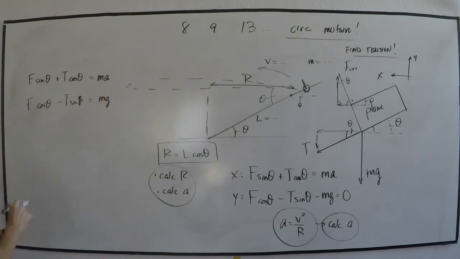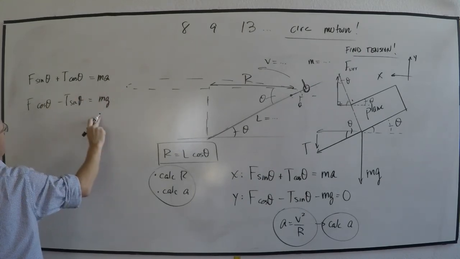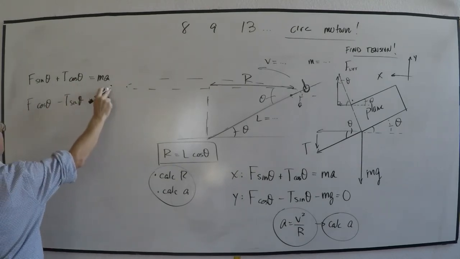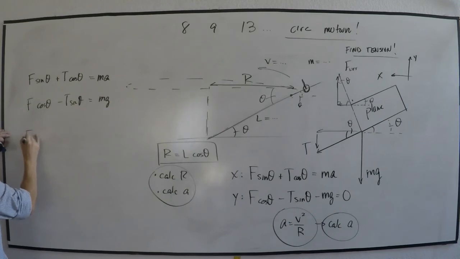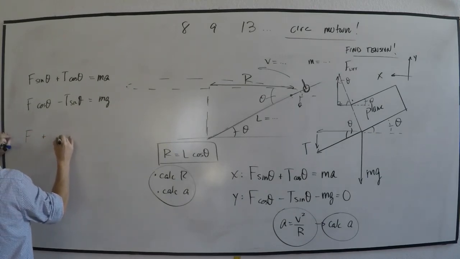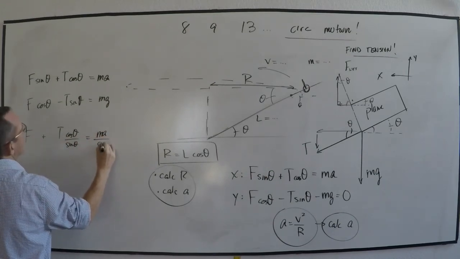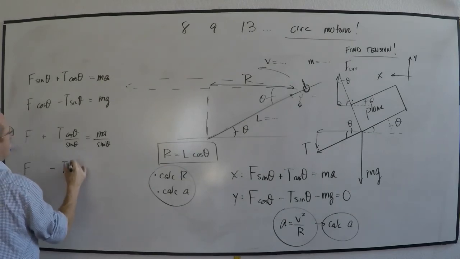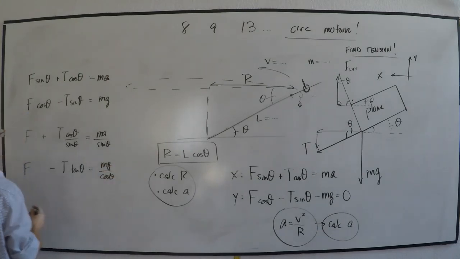I'm going to recommend that you divide everything in the first equation by sine theta, and then divide everything in the second equation by cosine theta. Here's what I would do. I would go F plus T cosine theta over sine theta equals ma over sine theta. And then here I would divide everything by cosine theta. So you'd have F minus T, this actually just becomes tangent theta, equals mg over cosine theta.